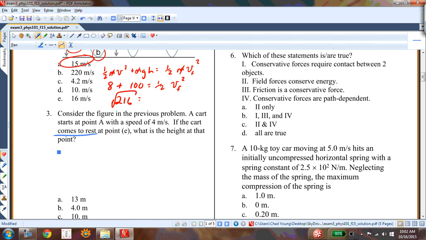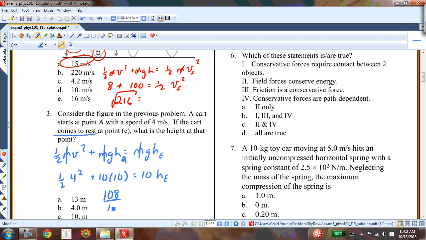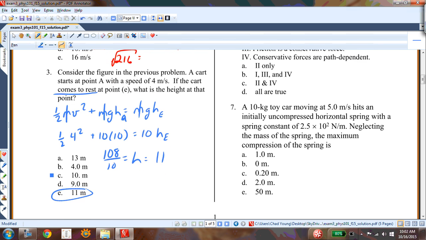And now I want to know what is that height. So I say 1/2 mv squared plus mgh, this is at point A, is equal to mgh at point E. I'll put an A here. So I have the masses all cancel out, and I'm left with 1/2 of 4 squared plus 10 times 10 equals 10 times the height at point E. It's 108 divided by 10, 11 meters. So the answer is E, 11 for number 3.